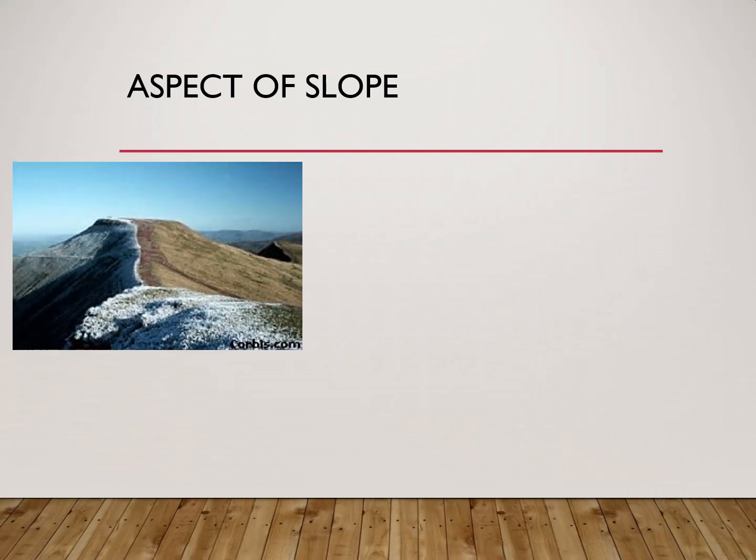Another factor which is responsible for the varying rate of insolation is the aspect of slope. If you look at this picture, it's of a hill which is sloping in two different directions. It has a north facing slope that's facing towards the poles and the south facing slope which is facing towards the equator. You will be able to see that north facing slopes are snow covered, there is some snow, whereas there is no snow on the south facing slope.